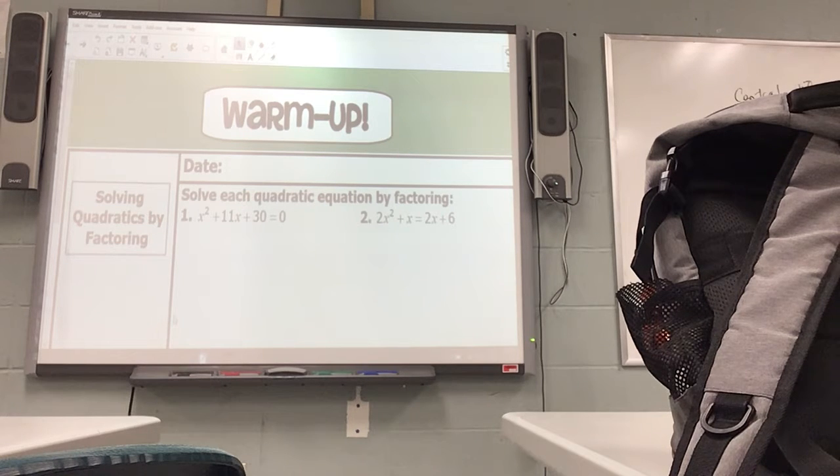So what are we doing today? What does it say we're doing? Solve quadratics. Here you go. So that was simplifying square root, solving quadratics.